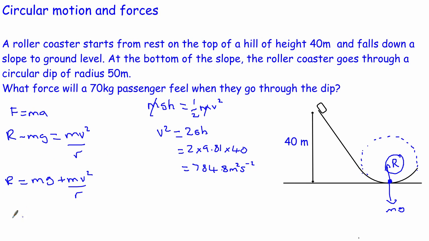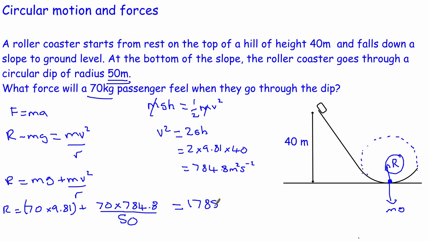So if I put all my numbers in now, I get R equals the mass, which is 70, times 9.81. That's my first bit, plus the mass again, so 70 times v squared, and v squared is what I've just worked out, divided by r, where r is the radius, which is 50 meters. I've got just a load of numbers. I pop them in my calculator and I end up with 1785 newtons. So this person is going to feel an effective weight of 1785 newtons.